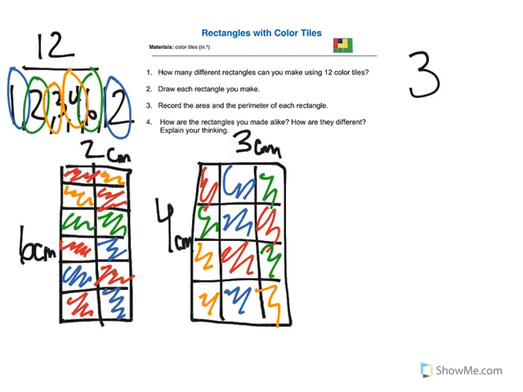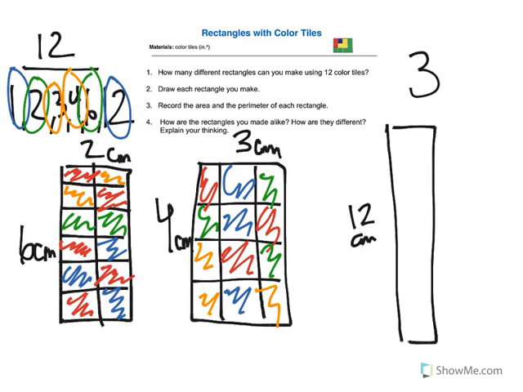Alright, so there we have that one, and then the last one we can make is a 12 by 1. This is a really skinny rectangle, but it's a rectangle nonetheless. So we have 12 centimeters by 1 centimeter. So 1, 2, 3, 4, 5, 6, 7, 8, 9, 10, 11, and I'll just tack on a last one there. Obviously these are not drawn to scale, but that's okay. Alright, so there, give them some color.